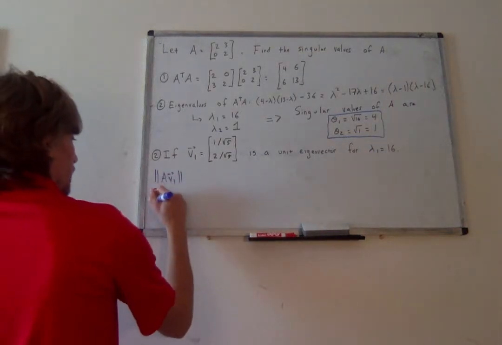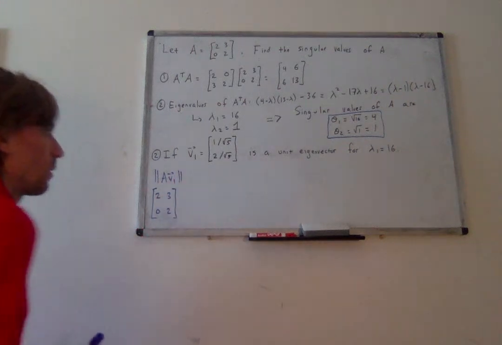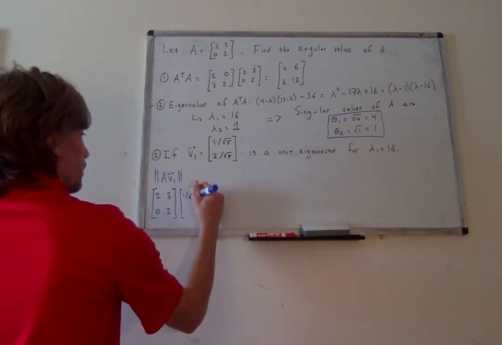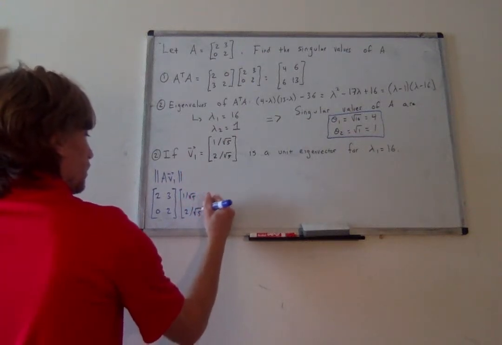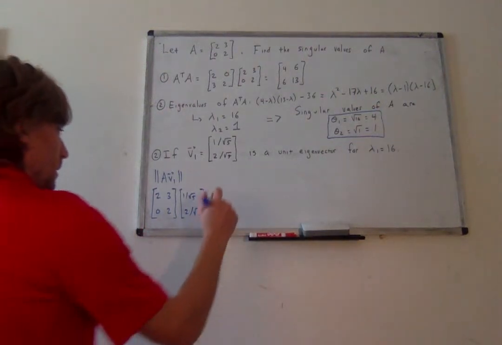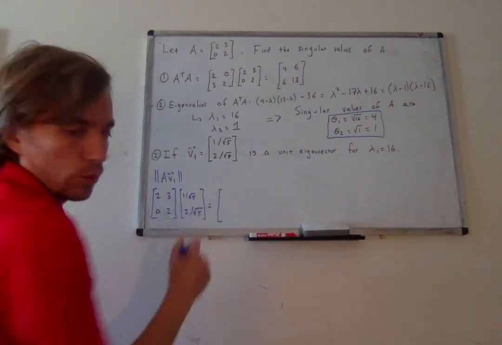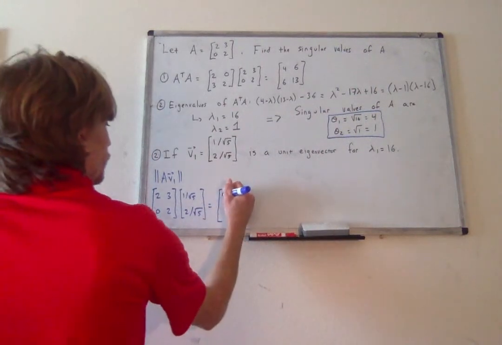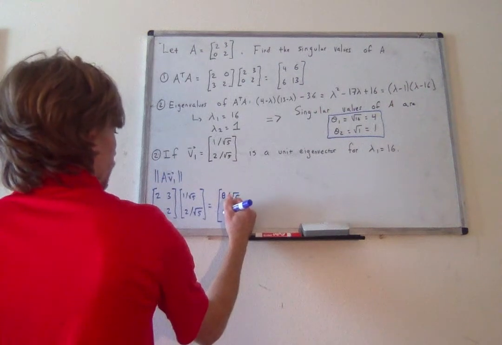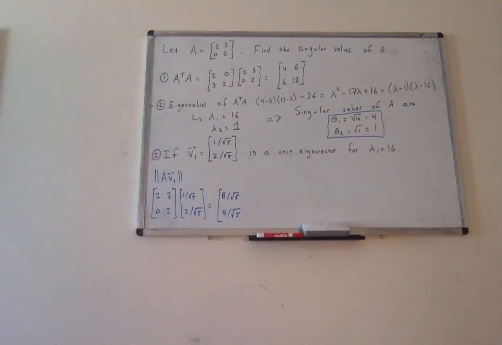So first, A times V1 is equal to [2, 3; 0, 2] times [1 over root 5, 2 over root 5]. And so multiplying this out, you should get 2 plus 6, 8 over root 5. Is that right? Yep, 8 over root 5, and 4 over root 5. All right.